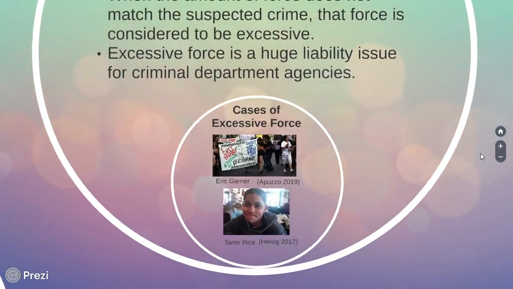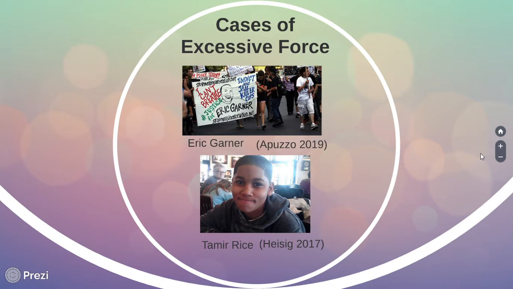Two cases of excessive force are the Eric Garner and Tamir Rice cases. Eric Garner was choked to death by a police officer in New York for selling cigarettes illegally, which definitely doesn't match the punishment he received from that police officer.